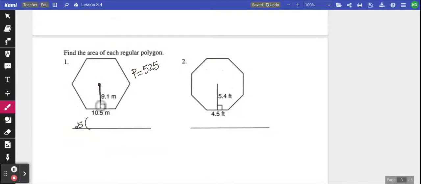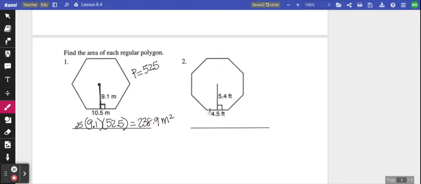Now my formula says half the apothem, which we're given here, is from the middle of the polygon to the side, making a 90-degree angle. So half of 9.1 times the perimeter, which is 52.5, gives me 238.9.